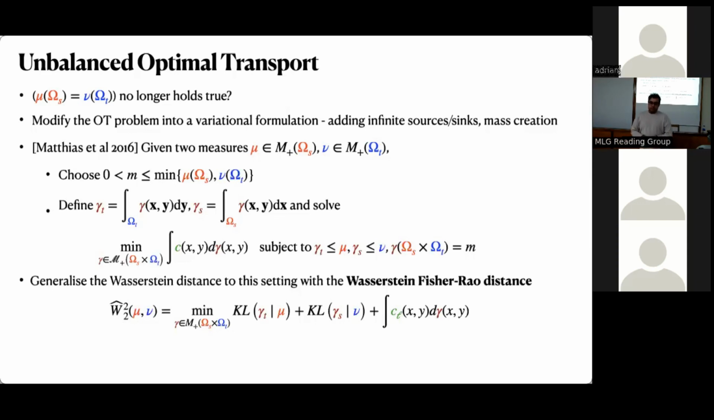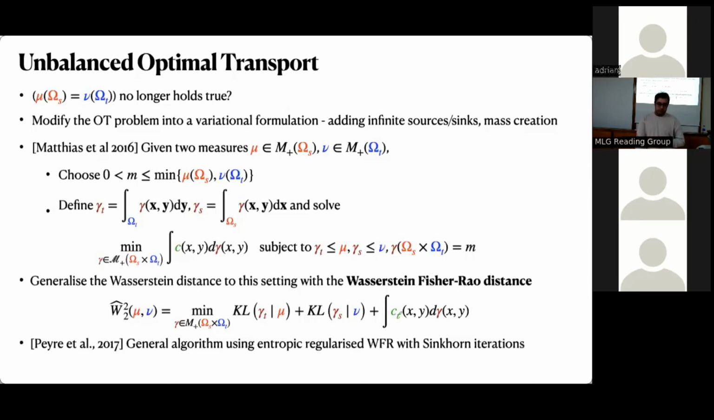And it ends up being that there's a way of regularizing this by adding the entropy of gamma, and it gives you Sinkhorn iterations and the Sinkhorn algorithm again in a slightly different form. And Chizat et al. in 2017 showed that there's a general algorithm using the same Sinkhorn algorithm machinery that you could use to solve unbalanced optimal transport.